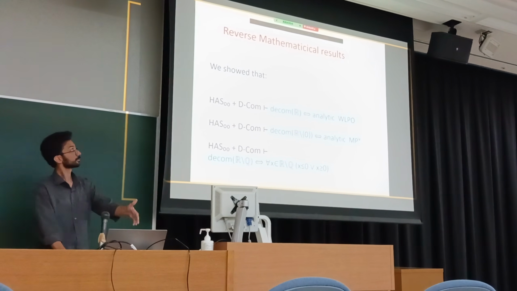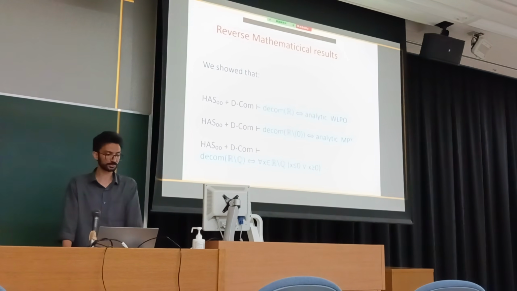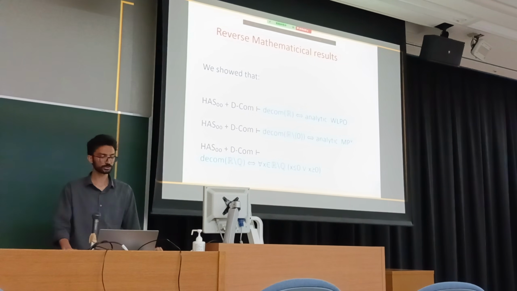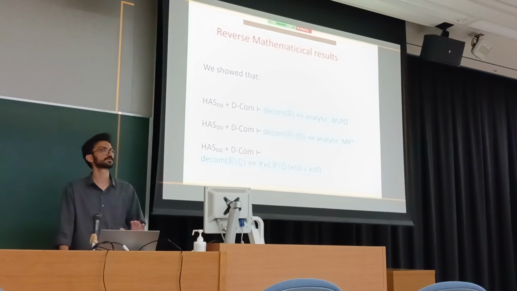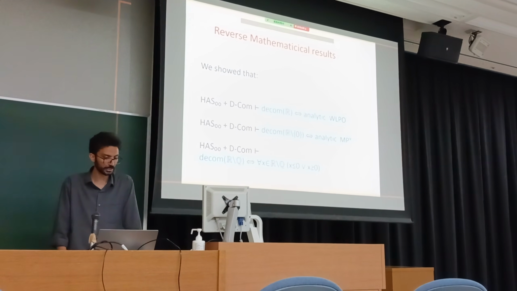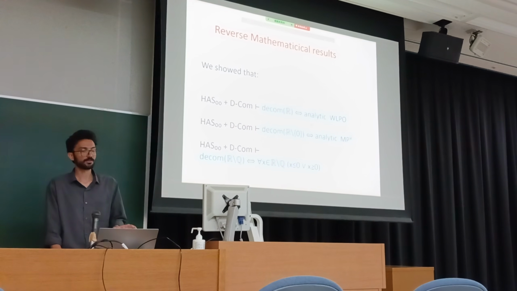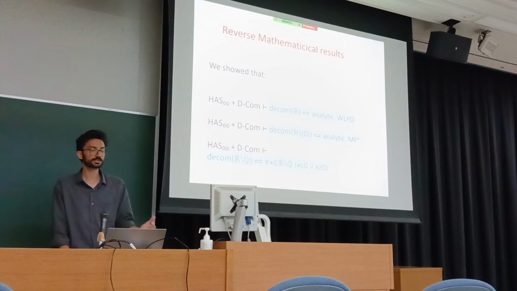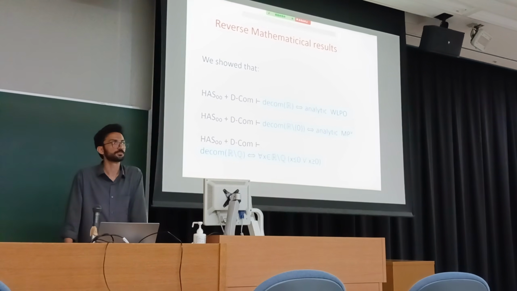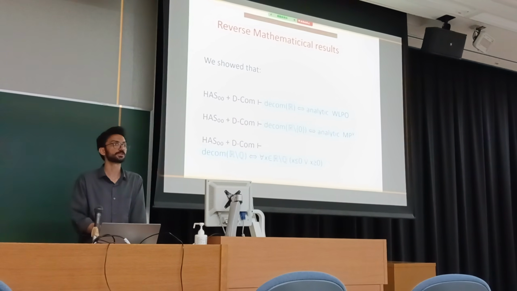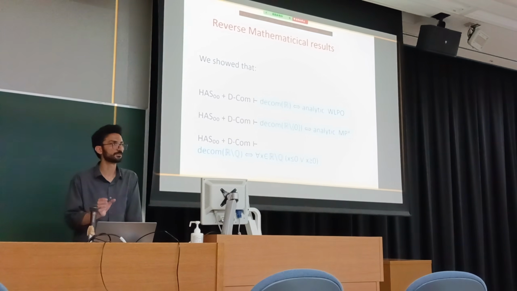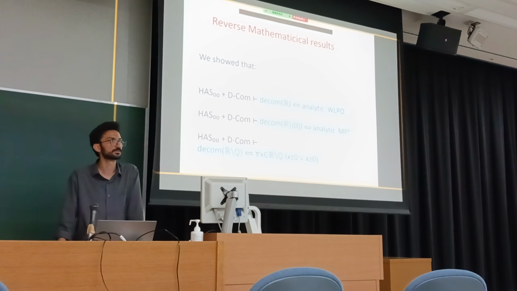And here are some reverse mathematical results. With these notions, we could show that over HAS double 0 plus decidable comprehension, the decomposability of R is equivalent to the analytic version of WLPO. And the analytic version of WLPO is the decidability of equality in real numbers.